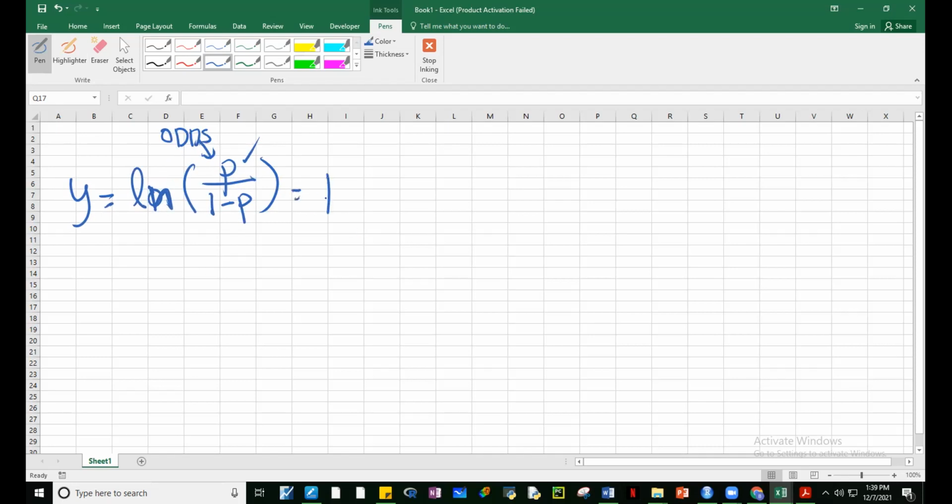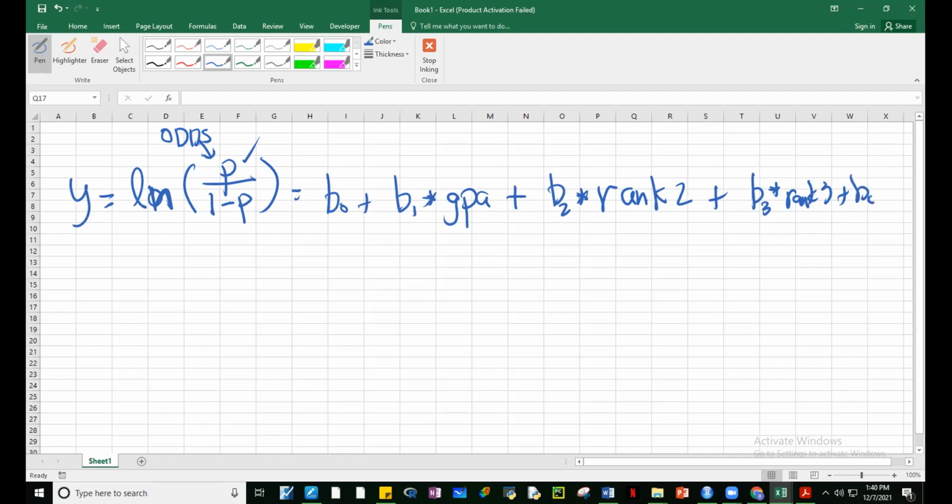Okay, and it's equal to beta null plus beta 1 times your GPA, so ang mga pumasok lang sa atin, GPA, no? Okay, plus beta 2 times rank 2. Sige, huwag na natin ipasok si rank 2. Okay, sige, rank 2 na lang, pasok na natin. Plus beta 3 times rank 3 plus beta 4 times rank 4.